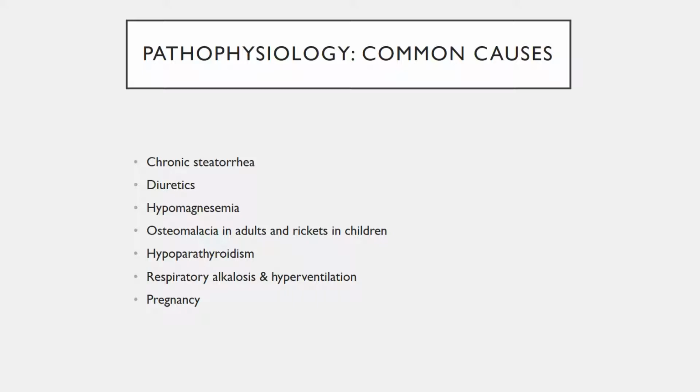Hypoparathyroidism, which is the state of decreased secretion or activity of the parathyroid hormone. This leads to the decreased levels of blood calcium and increased levels of blood phosphorus. Pregnancy and respiratory alkalosis and hyperventilation.